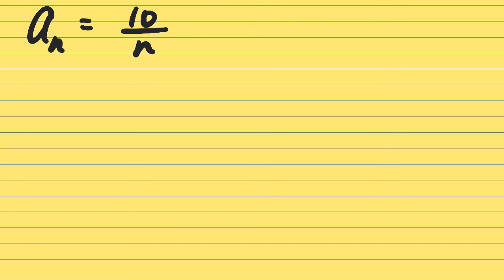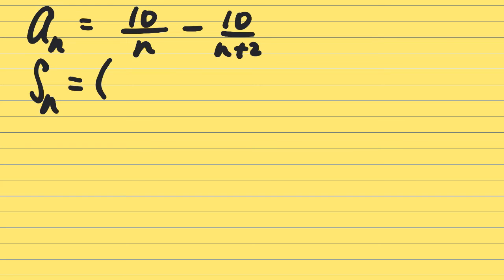A was 10, b was negative 10. Writing that as our nth partial sum term, also keep in mind we're going to build these one at a time. When n is 1, 10 over 1 minus 10 over 3.